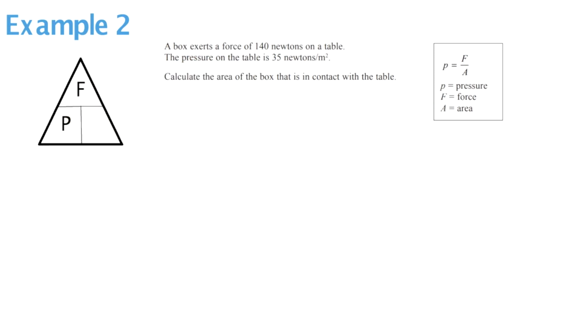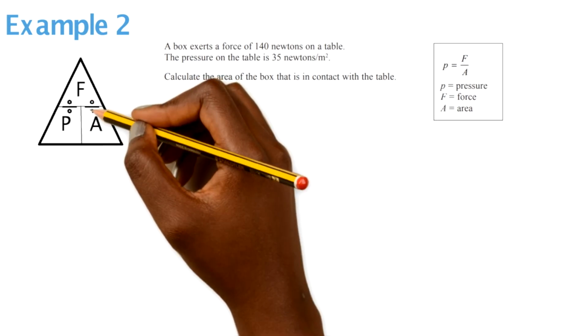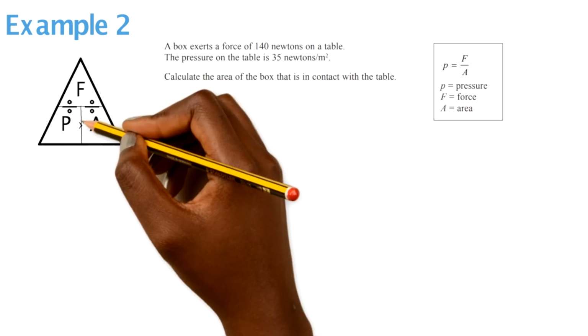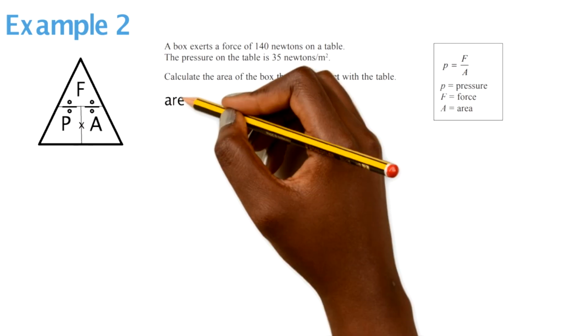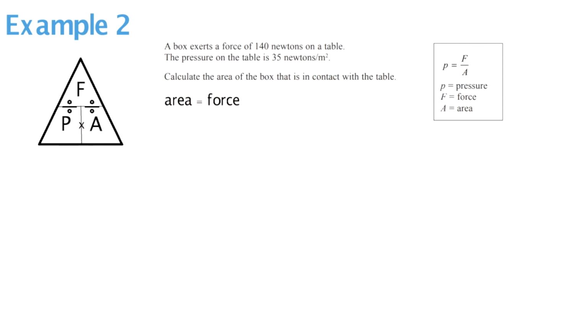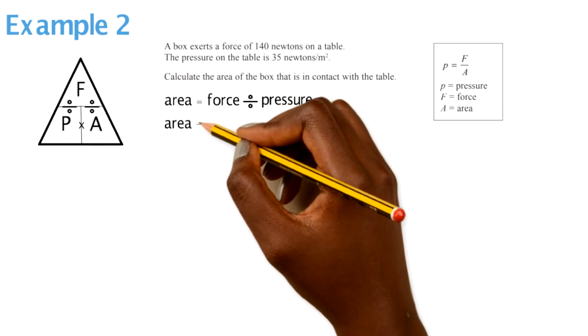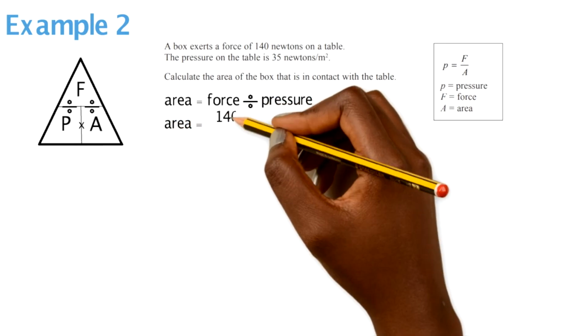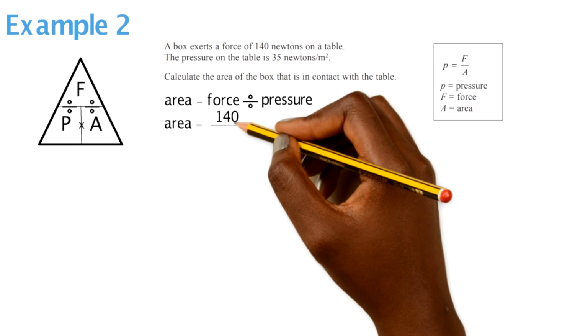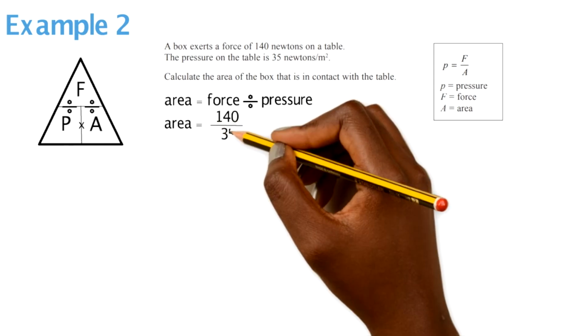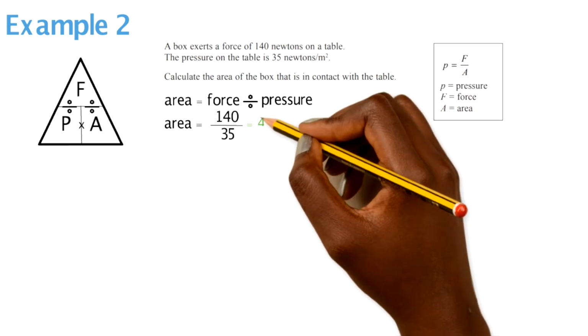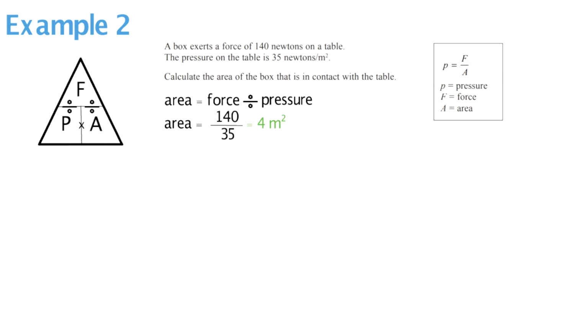So because they want us to work out area, we know area in the triangle is in the bottom right corner, or you can just rearrange the formula that they're giving you, cover the A for area, and you'll notice that to work out area, it's going to be force divided by pressure. Or you would have figured that out from rearranging the formula that they've given you. So plug those numbers in. So our area is going to be equal to 140 divided by 35. And that's going to leave you with an answer of 4 meters squared.